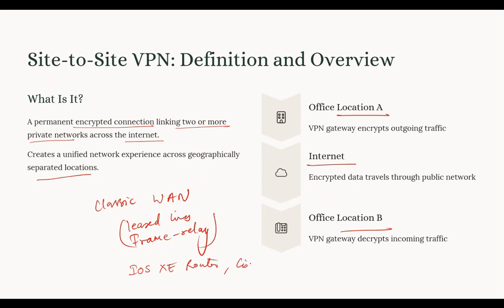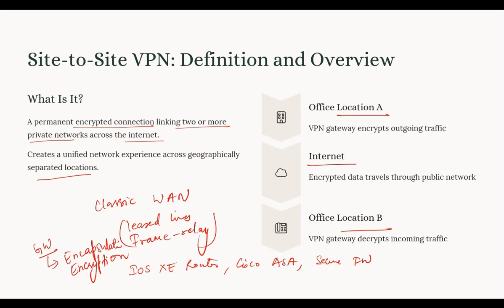The VPN gateways that we use here are Cisco IOS XE routers, Cisco ASA, Cisco Secure Firewall, or Firewall Threat Defense. These are the various gateways used. Now, what do these gateways provide? These gateways provide encapsulation and encryption, and vice versa, they provide de-encapsulation and decryption at the receipt.